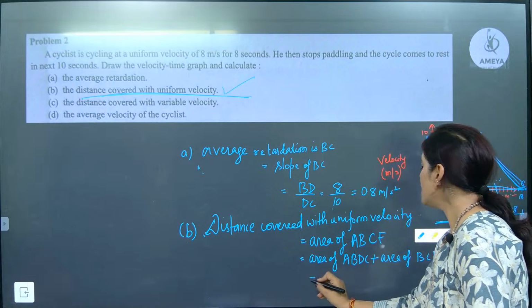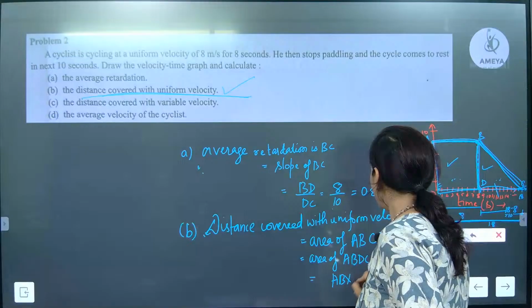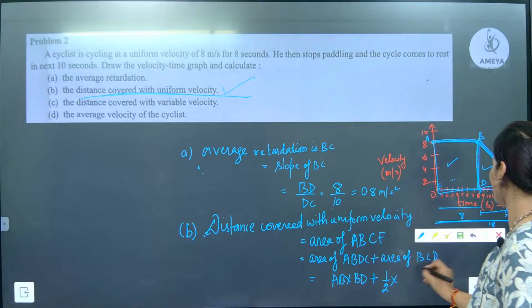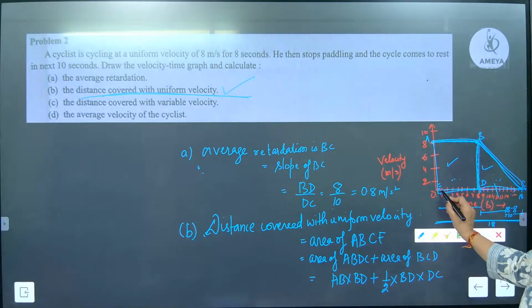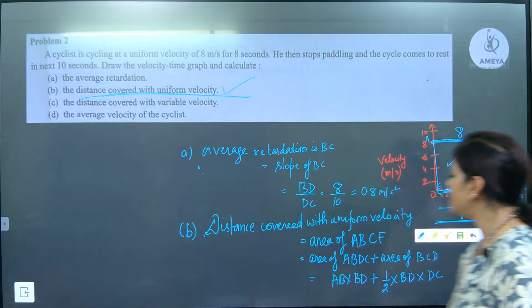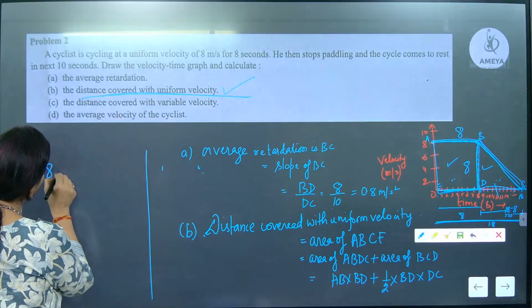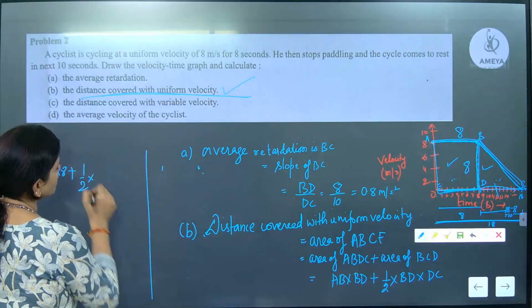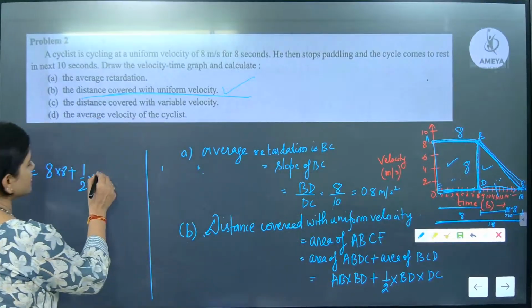Now come on, we can do it now. The area of this is AB into BD plus the area of BCD, which is half BD into DC. Both values we have to find. Total distance here is what? 8. This much distance is 8. So 8 into 8. That part will become 8 into 8 plus half base into height. That is AB, and this section BC is how much? 10. So 8 into 10.